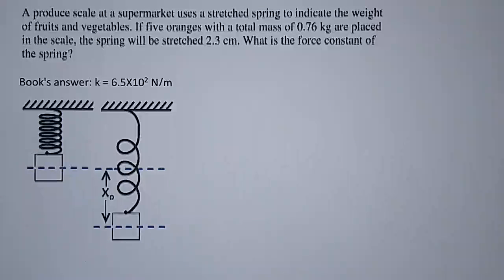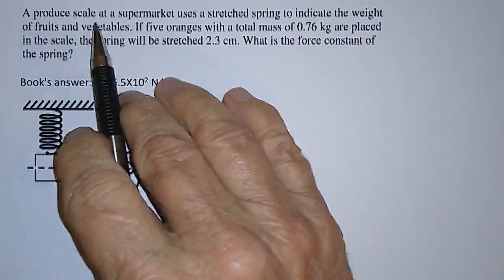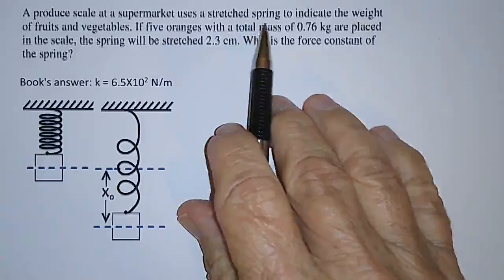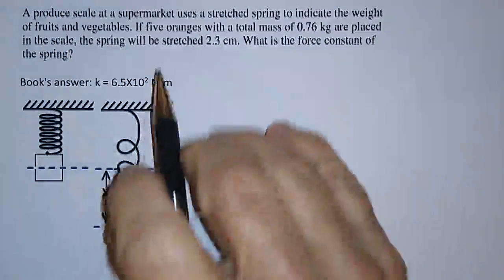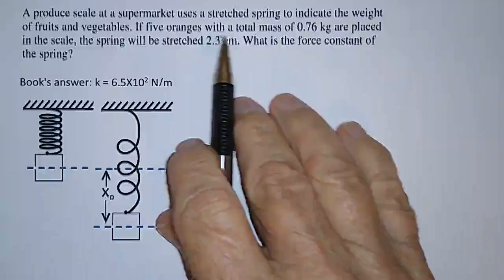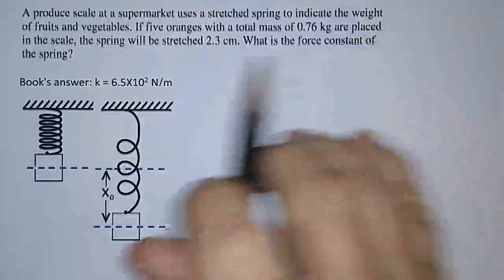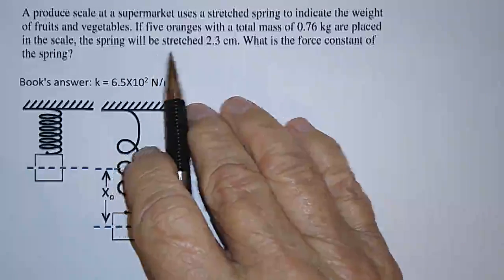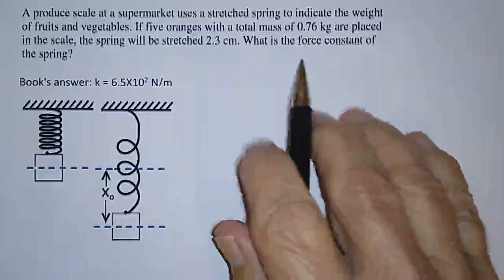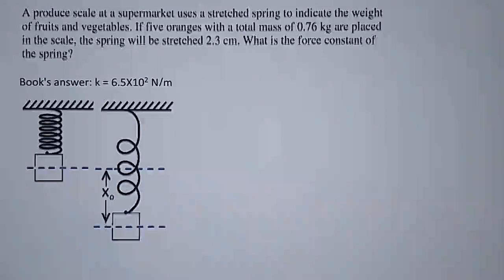All right, here's a little problem I encountered recently that gave me pause because it generates what appears to be a paradox. A produce scale at a supermarket uses a stretch spring to indicate the weight of fruits and vegetables. It gives you 5 oranges, gives you the total mass, says they're placed in the scale, and the spring will be stretched 2.3 centimeters. What is the force constant of the spring?